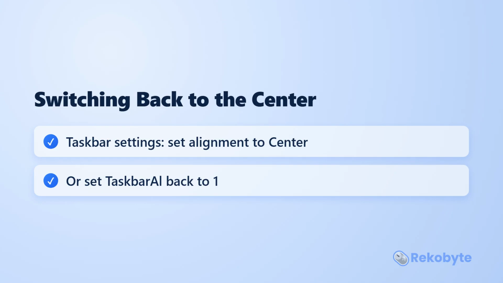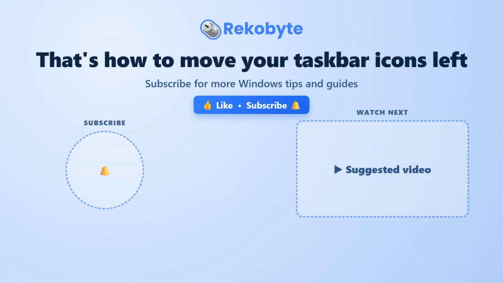To go back, set taskbar alignment to center or change TaskbarAl back to 1. Center is the Windows 11 default. That's 2 ways to move your taskbar icons to the left.